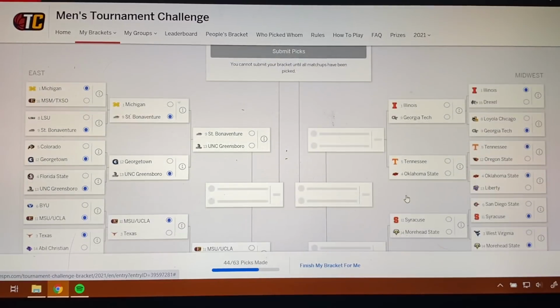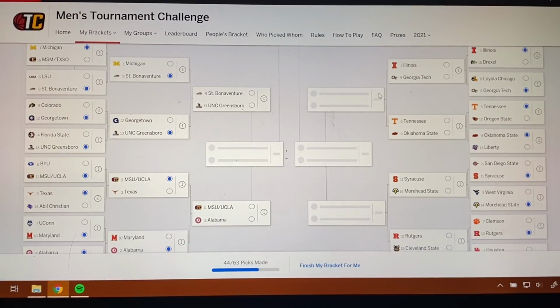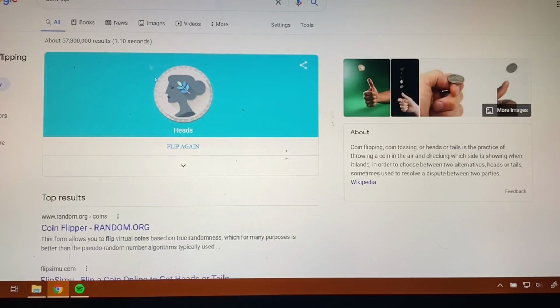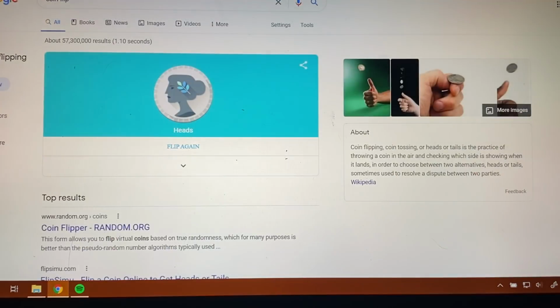So then down here in the last region, before we get to the Sweet 16, Illinois versus Georgia Tech. Will we have at least 1 seed, or 1 number 1 seed in the Sweet 16? Gonzaga fell, Michigan fell. I mean, Baylor fell in that first game. Let's see what happens. I don't know if I've already clicked it or not. Heads, we have Illinois here moving on past Georgia Tech.